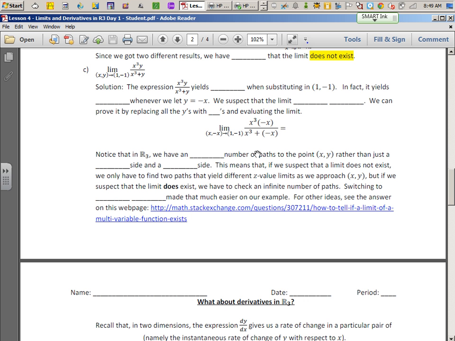If you suspect that the limit does exist, then you're in for a real treat. You've got to somehow test all the infinite paths. And I showed you how to do that by switching to cylindrical. But that doesn't always work either.